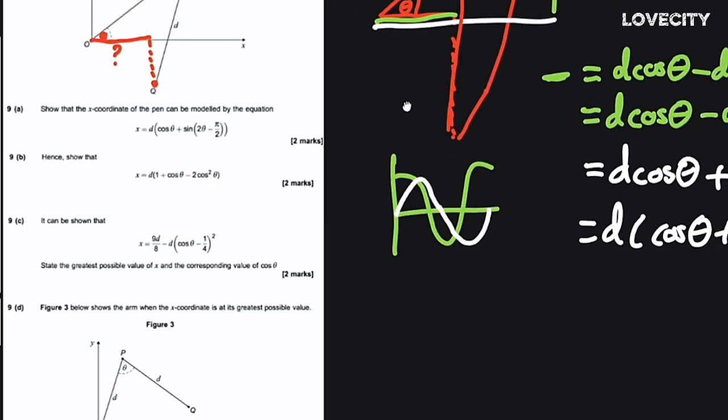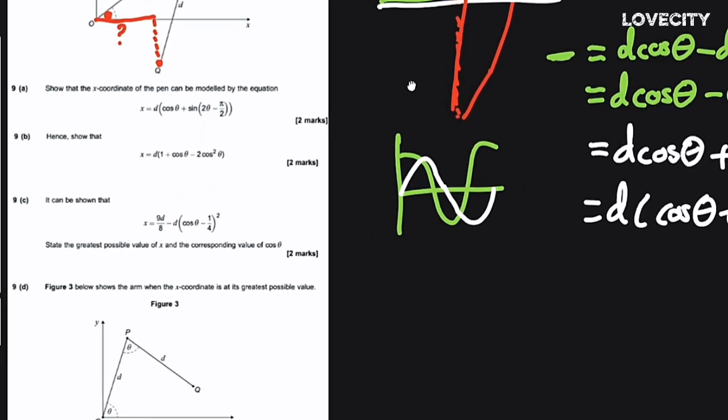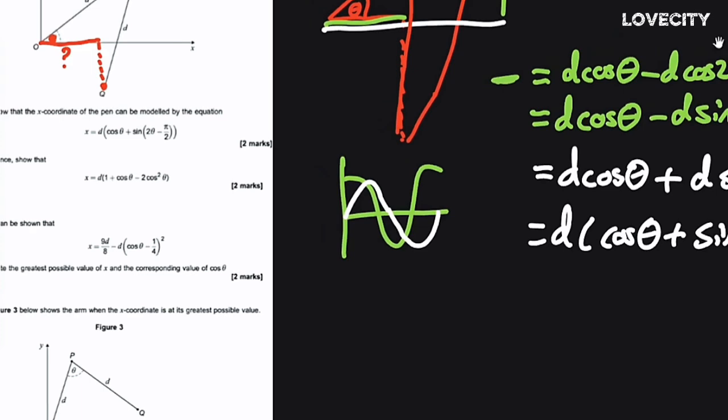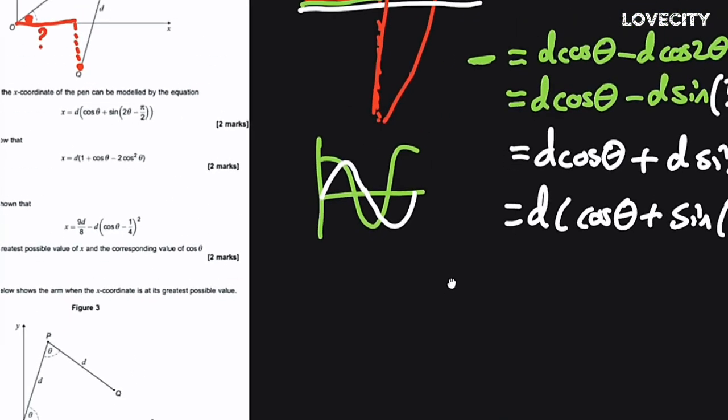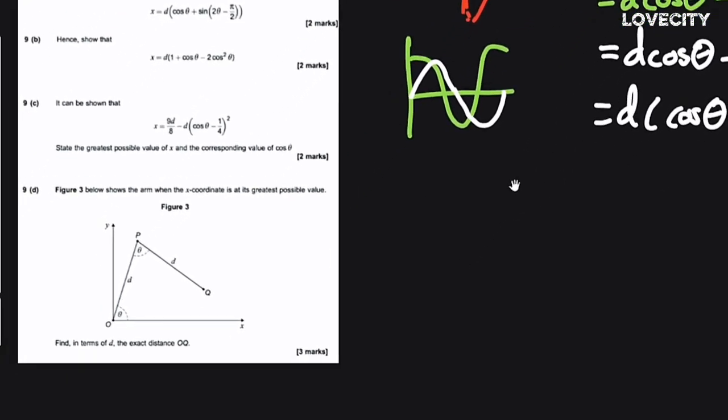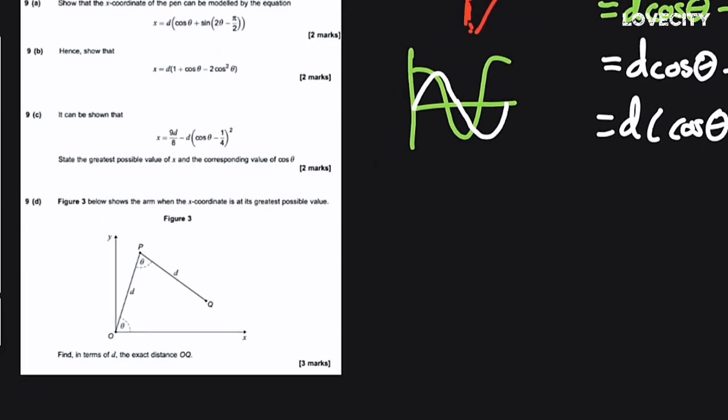Maybe try some angles just to check it works, just to check you haven't made a simple mistake earlier on. But yeah, really learn about your graphs, really learn about your transformations here. Really important. So that's the first part. Next, hence show that this is true.